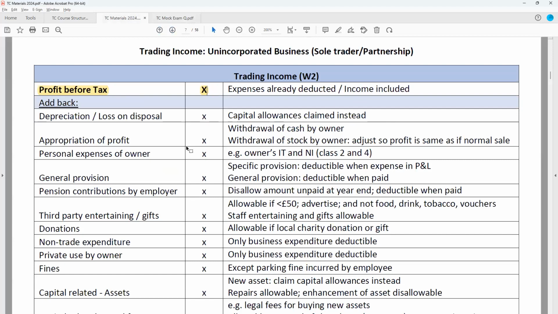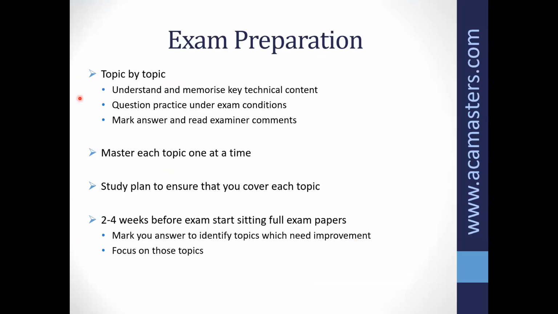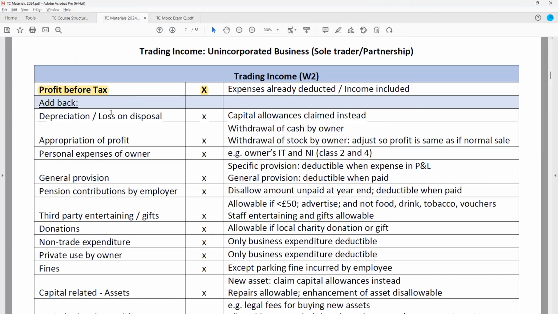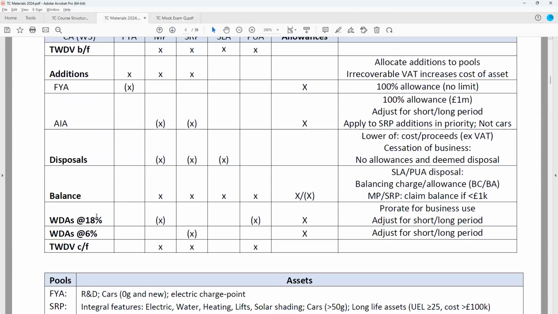But again, as I've said previously, and just as we did, and as we'll do for all of the topics, make sure you've understood the rules. So you need to disallow amounts on tangible fixed assets because capital allowances are claimed instead, and therefore all of these assets get a specific amount of what is effectively tax depreciation.